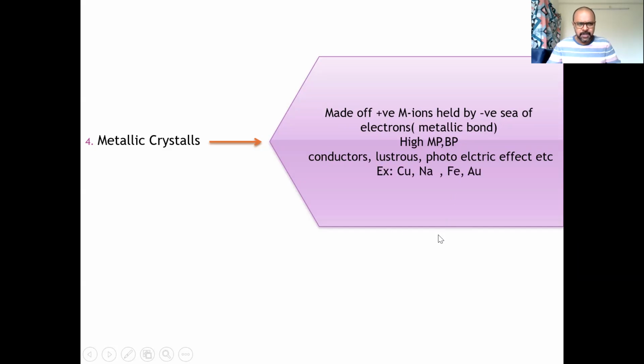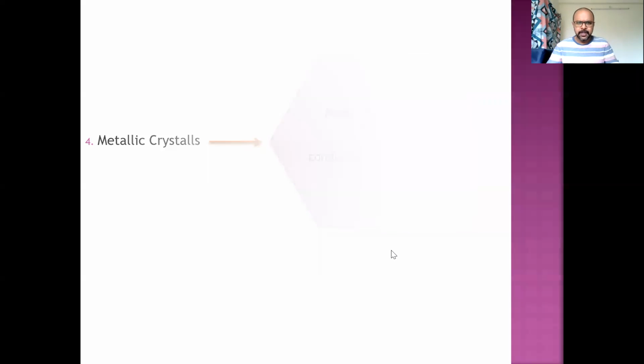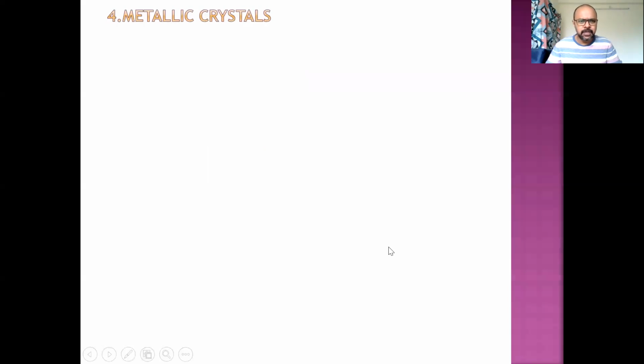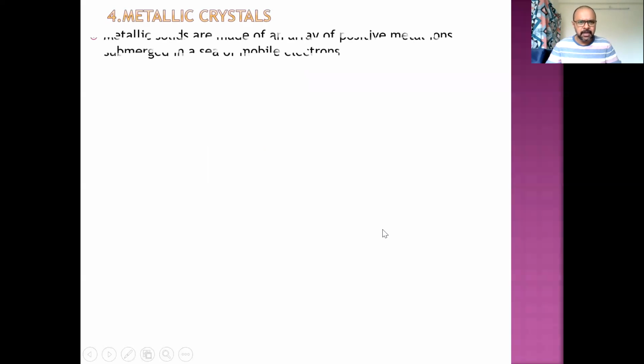Some of the examples. So these are metallic crystals. Under crystalline solids, based on composition: ionic, covalent, molecular, metallic. Examples under each category are important to remember. Now let us take up some discussion on metallic crystals.